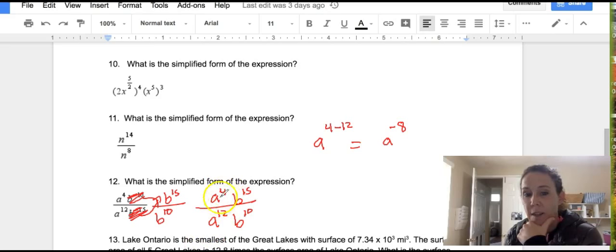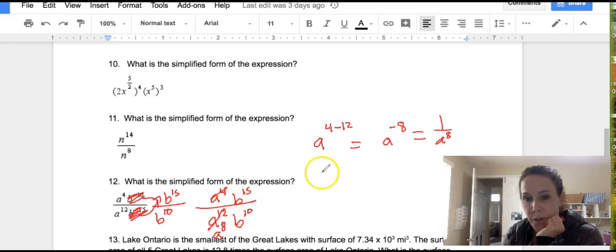Or I can say there are 4 a's on top and 12 a's on bottom. So these 4 a's are going to cancel into these 12 a's and leave me with 8 a's on bottom. Now a to the negative 8 is the same as 1 over a to the 8. So it is 8 a's on bottom.